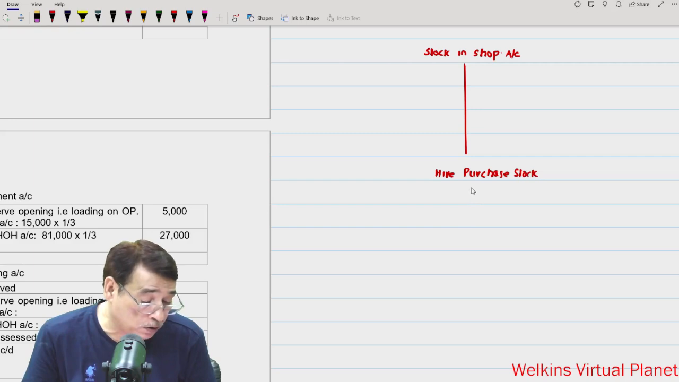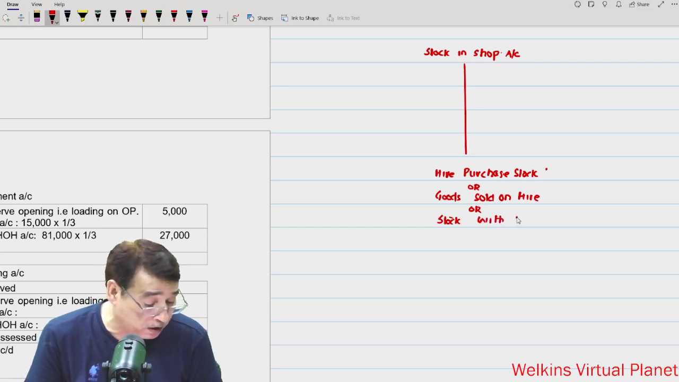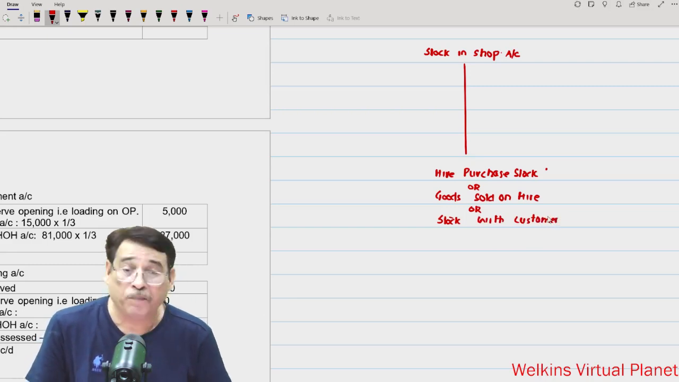It is also known as goods sold on hire account. And it is also known as stock with customer account. Correct?